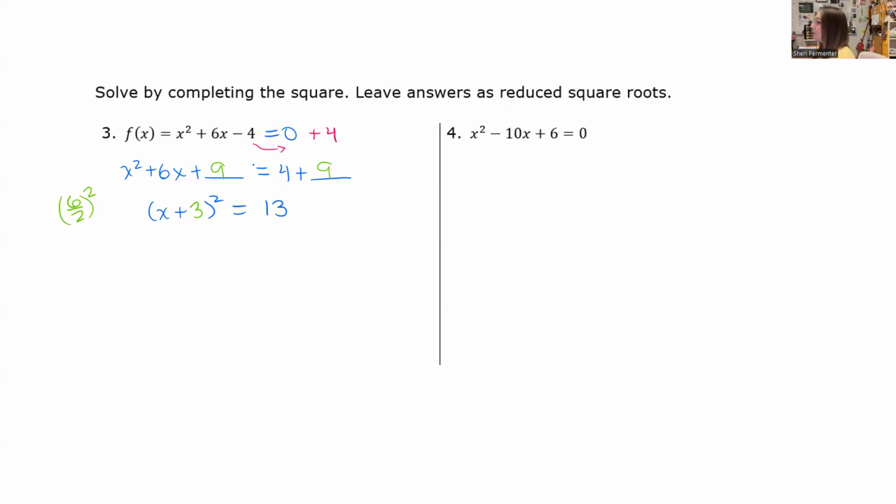At this point, this is a problem just like question 1 and 2, where I have parentheses squared equals a number. Well, to get x by itself, I need to undo this that is squared. So I'm going to take the square root of both sides. So I'm going to do plus and minus square root on this side, plus and minus square root on this side. So on the left, square rooting a square will cancel. So I'm left with x plus 3 on the left.